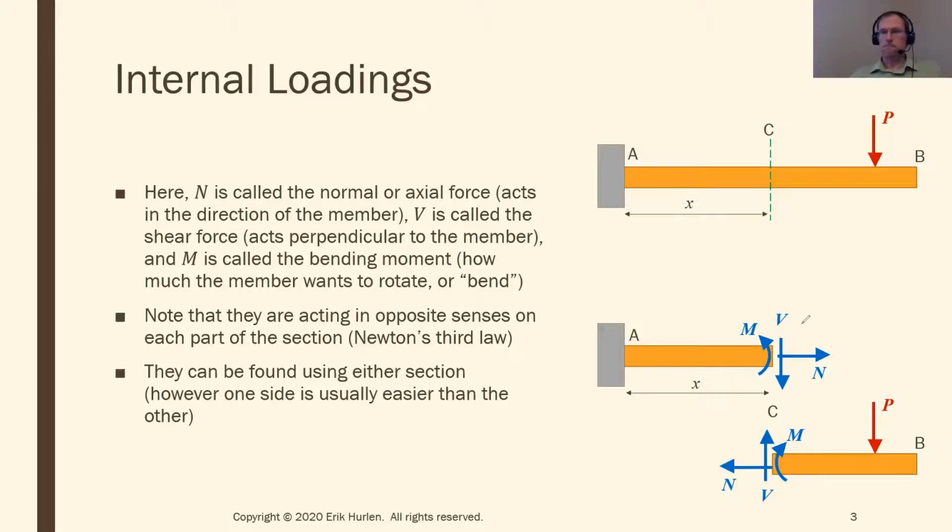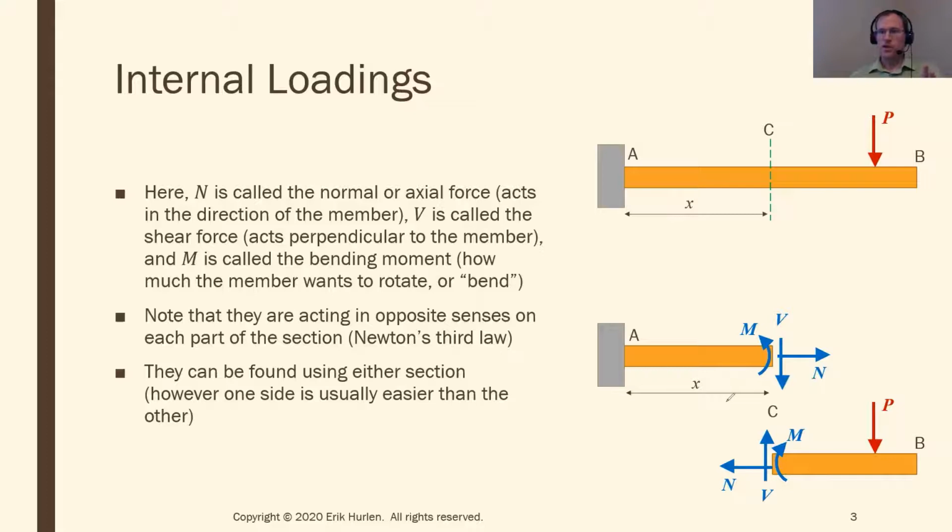So, positive axial, shear, and bending moments for each side of the cut. Instead of remembering those sign conventions as we did them, I have a standard where I cut my beam. I usually keep the left-hand side. Obviously, I usually keep the easier one, but if it's a 50-50 choice, I always keep the left-hand side.